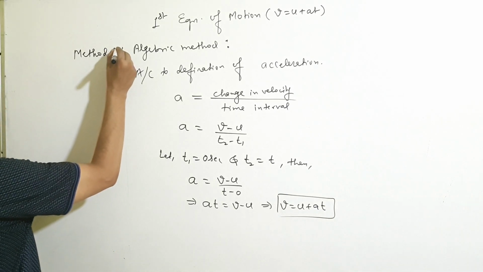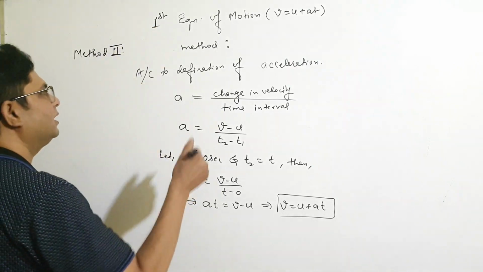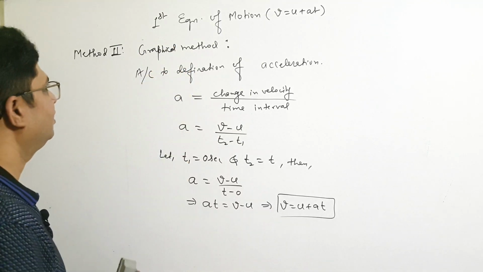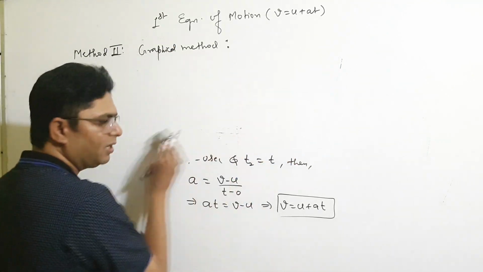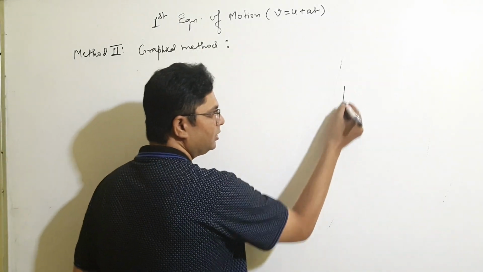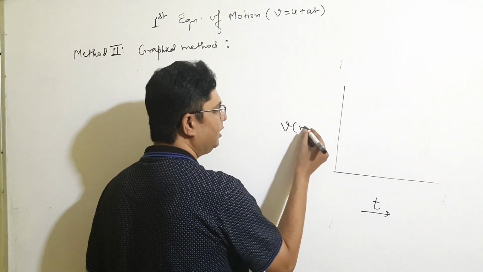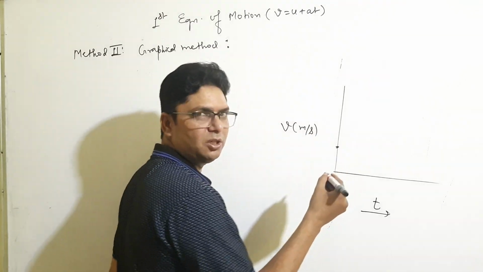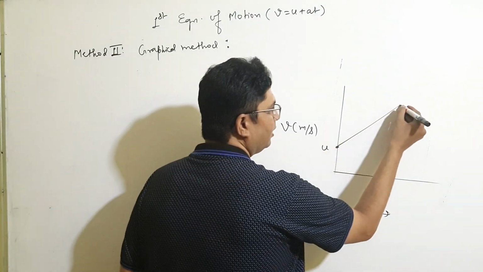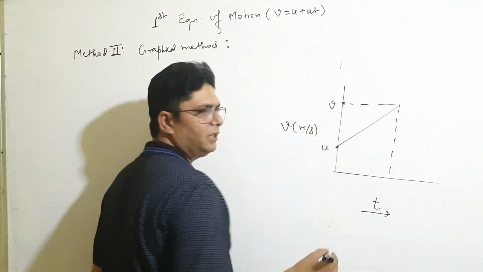Now method number second. Method number second involves the graphical method. Let us understand the graphical method. For the graphical method, let us draw a uniform velocity time graph. So this is a uniform velocity time graph, here taking time t and v in meter per second. Let it start with some initial velocity and move uniformly. So this is u, initial velocity, and this is v, final velocity.